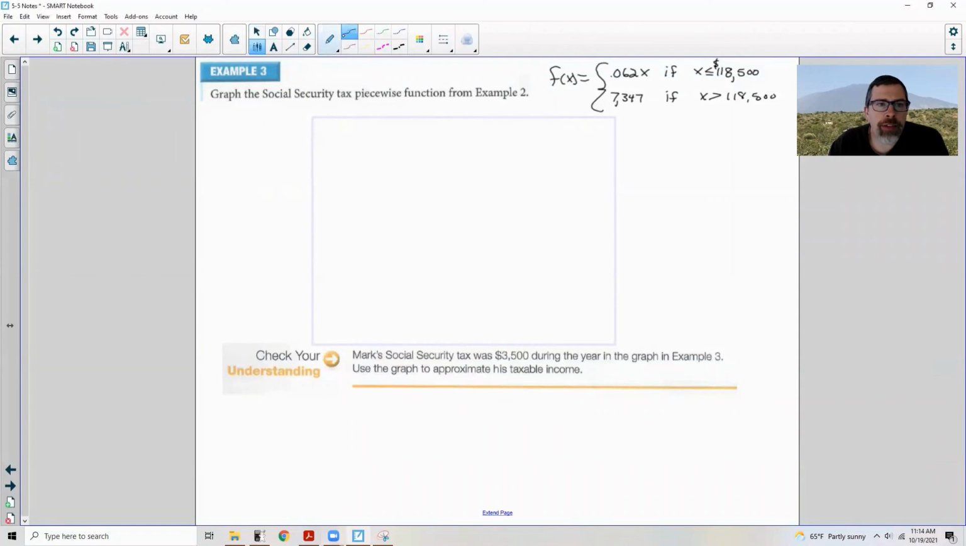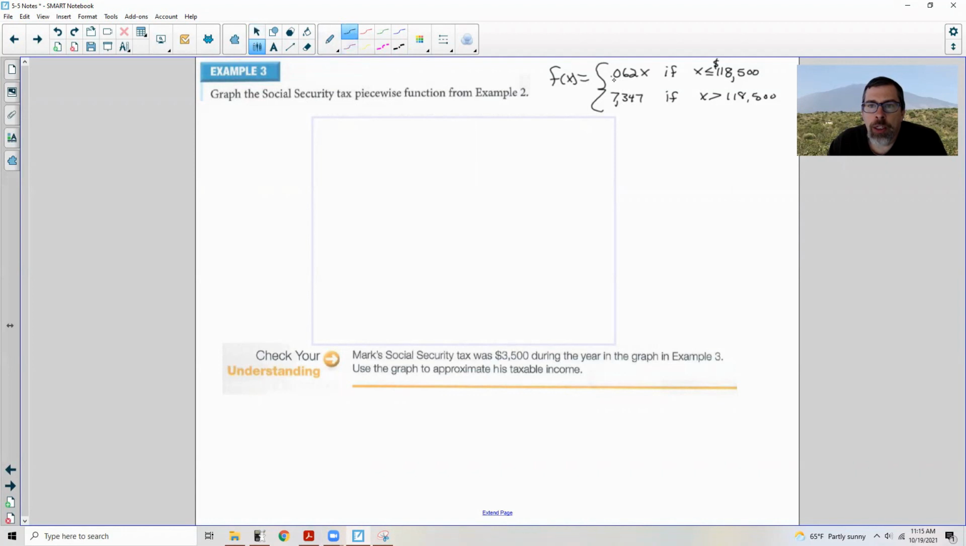Okay, example 3 asks us to graph that Social Security tax piecewise function from example 2. So I brought it over. F of x equals 0.062x if x is less than or equal to $118,500, and then $7,347 if it's over that. So keep in mind what we're graphing here.